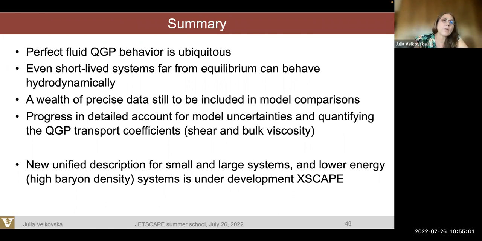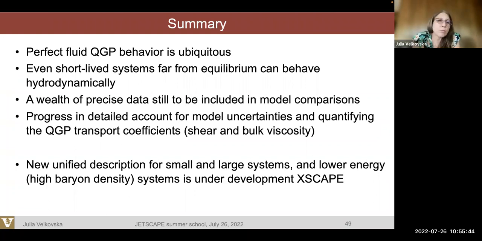We have this perfect fluid QGP behavior, which we find is ubiquitous. It shows up both in large and in small systems, even short-lived systems that appear to be far from equilibrium, appear to behave hydrodynamically. We still try to understand the origin of these behaviors. We have a wealth of precise data that still needs to be included in model comparison, but we're definitely making progress in detailed accounts of model uncertainties and quantifying the QGP transport coefficients, both shear and bulk viscosity.